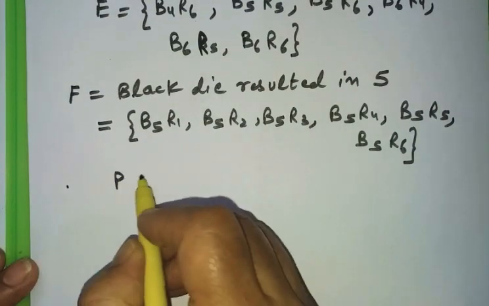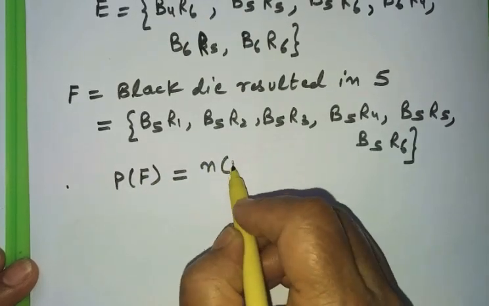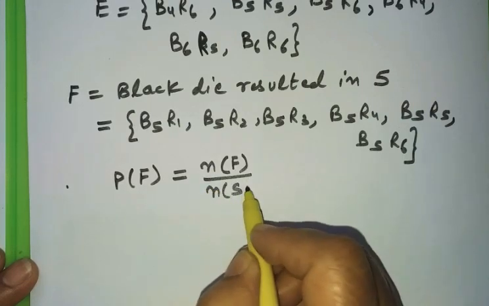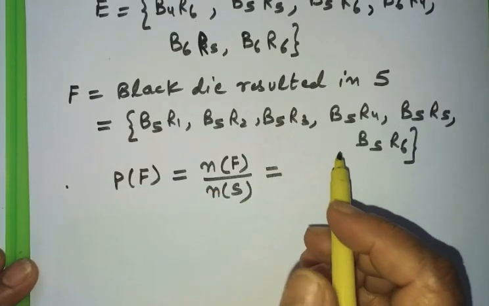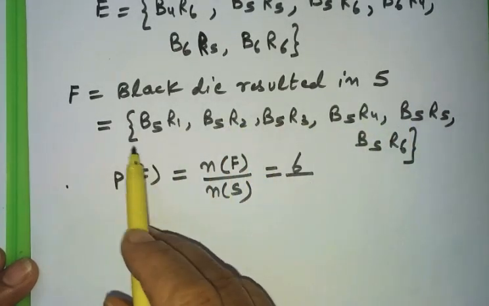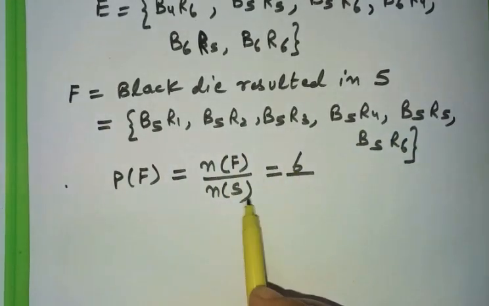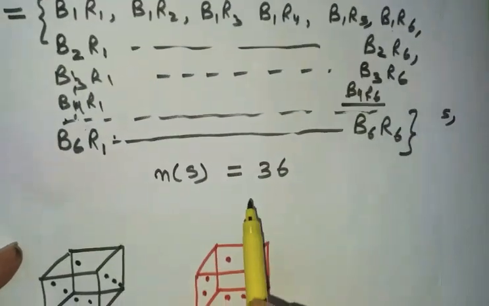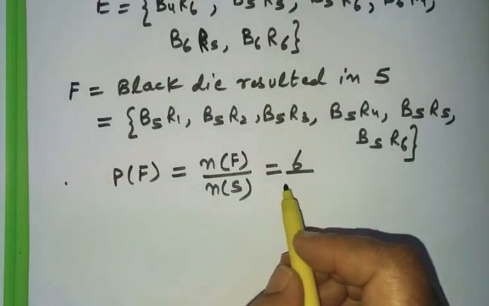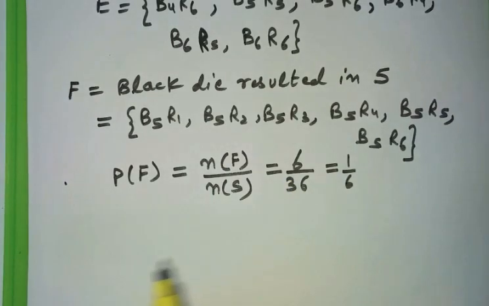Now we have to find out the probability of happening of F, which is equal to the number of cases favorable to the happening of F divided by the total number of cases in the sample space. So let us count: 1, 2, 3, 4, 5, 6. 6 cases are favorable to the happening of F, or we can simply count the number of elements in the set F divided by the total number of elements in the sample space. We have already calculated this number to be 36. So n(S) is 36, and it comes out to be 1 by 6.